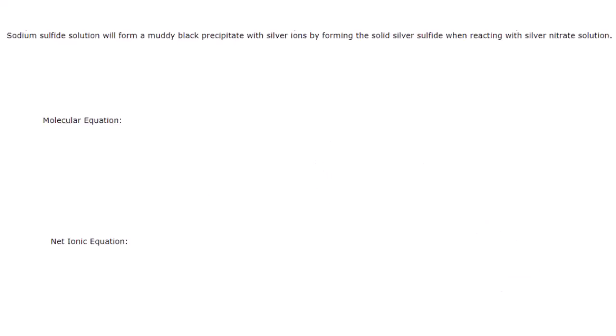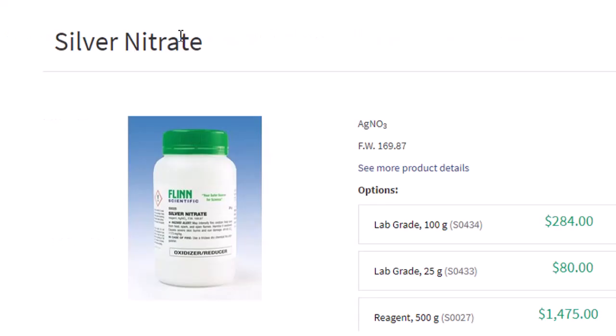There's our solution, sodium sulfide. We'll deal with the precipitate later. The silver nitrate is the other substance that you have. Silver nitrate used to be used a lot in chemistry labs, but it's not used much anymore because the price has gone up quite a bit.